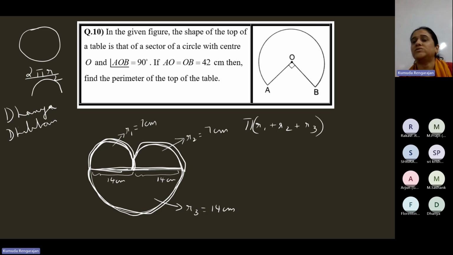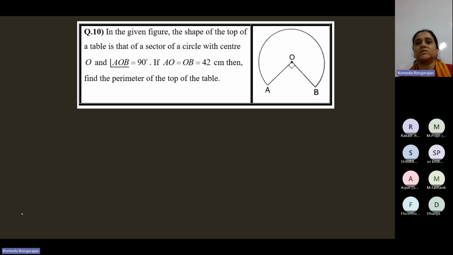Now, once and for all, use the value of pi as 22 by 7, so that makes your work easy. Or you can take pi common like this, and there will be pi into 7 plus 7 plus 14. This question is very simple, yet we go wrong here because sometimes we find only this length.